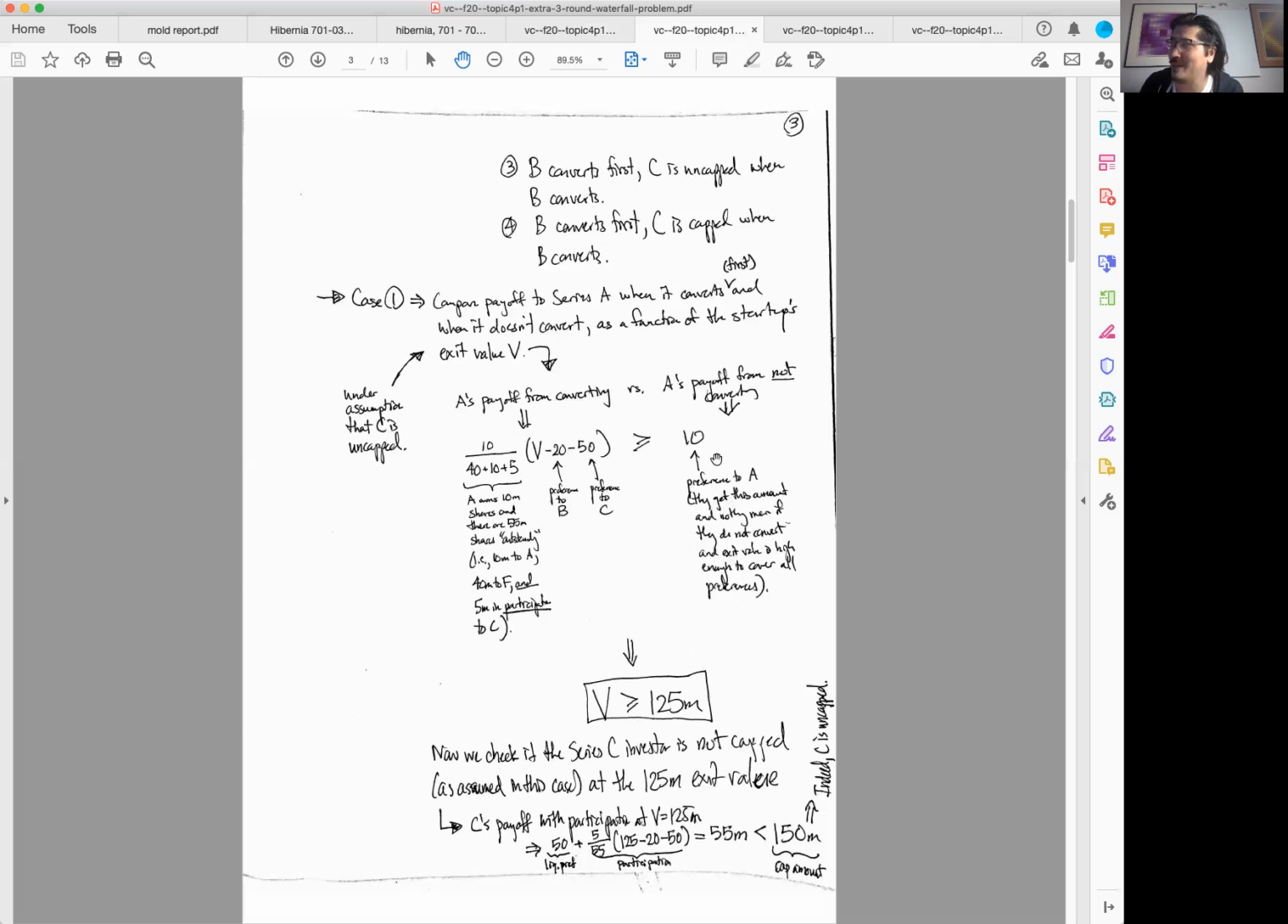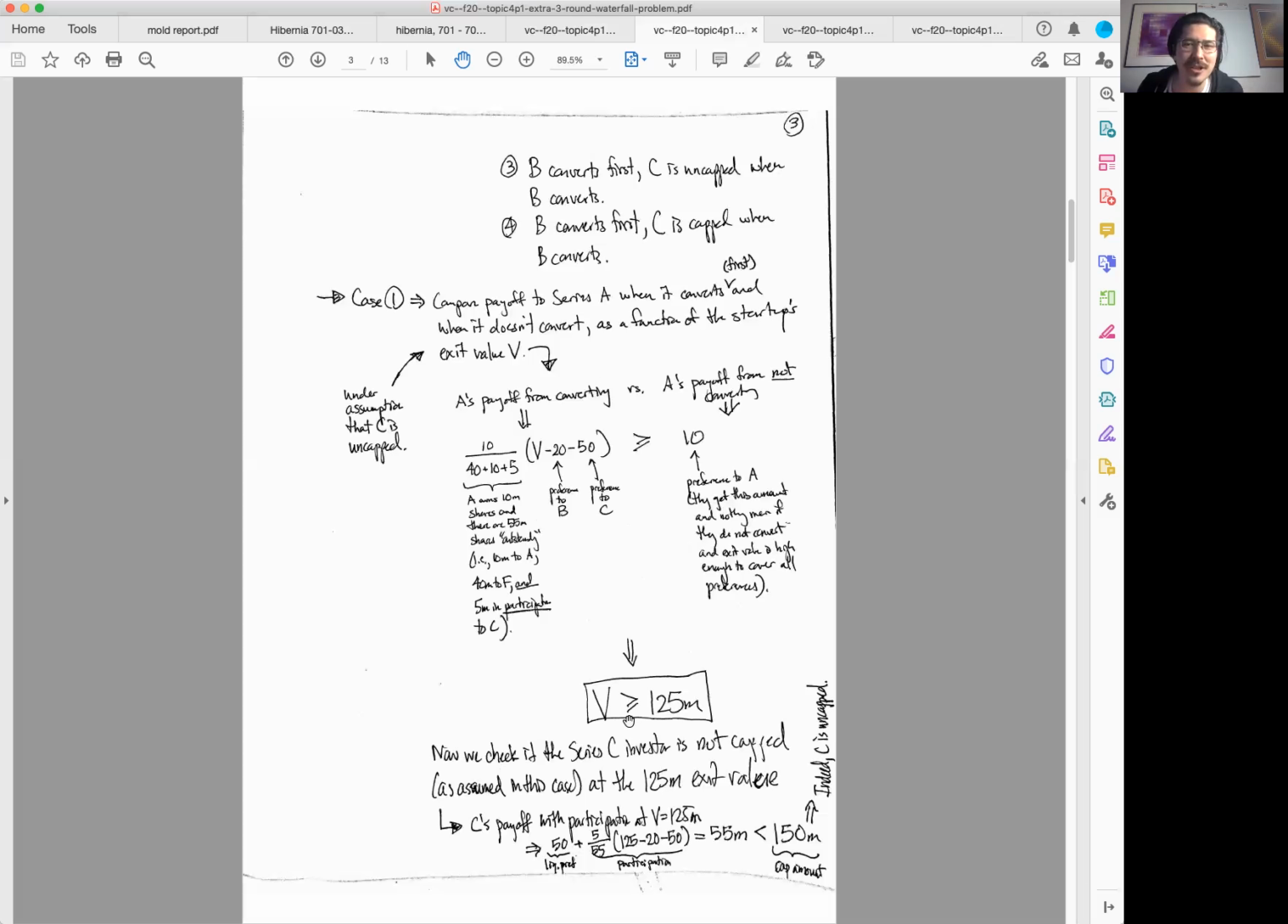And that needs to be greater than what? 10. Because if you don't convert, you get your 10. Correct? So that translates, this is mathematically right, this is 10 over 55. So we multiply by 55 divided by 10. That just gives us 55. 55 plus 70 gives us 125, V greater or equal to 125. So what this tells us is if A converts first, and when they convert, C is uncapped, they're converting at an exit value of 125 million. So far, so good?